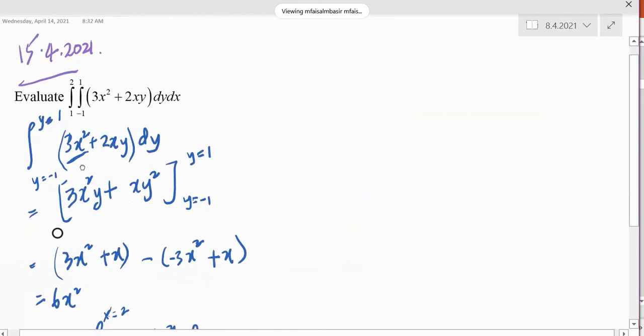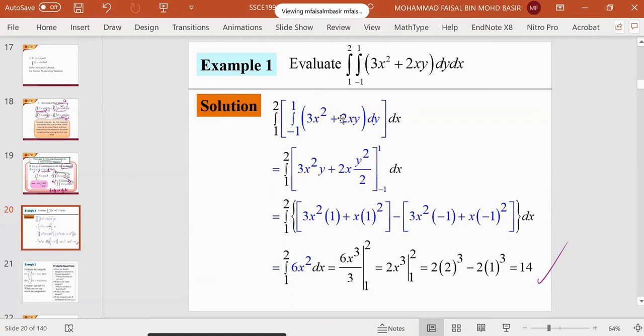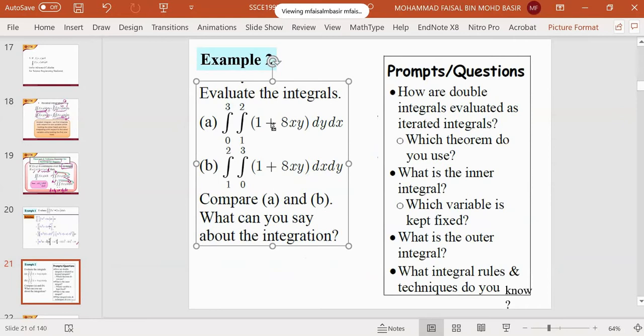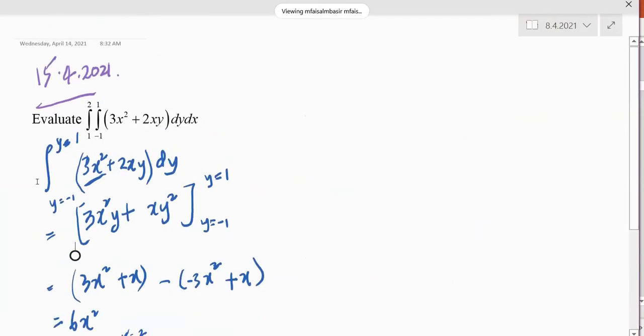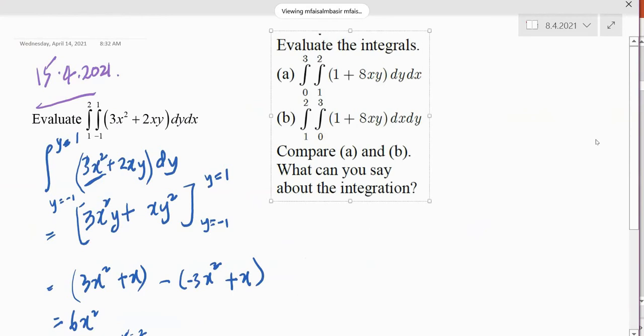Okay, so some of you can do it directly, but make sure your solution is not so messy. You can directly do it like this, but you have to carry this until the end, until you substitute the limit. Okay? So I think you can do this, right?